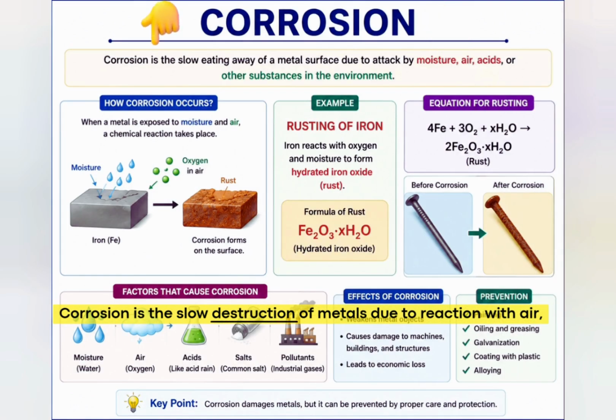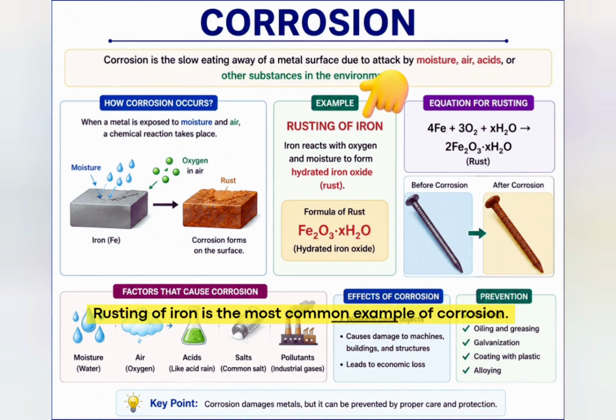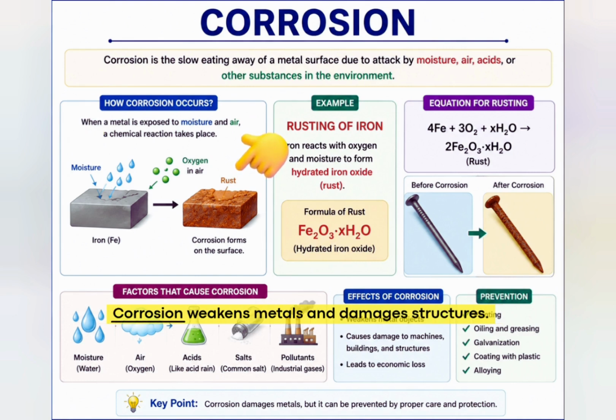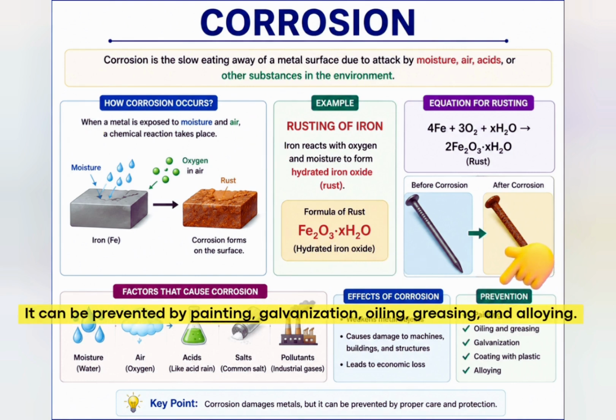Corrosion is the slow destruction of metals due to reaction with air, moisture, or chemicals. Rusting of iron is the most common example of corrosion. When iron reacts with oxygen and water, it forms rust. Corrosion weakens metals and damages structures. It can be prevented by painting, galvanization, oiling, greasing, and alloying.